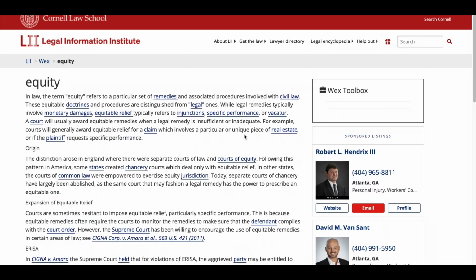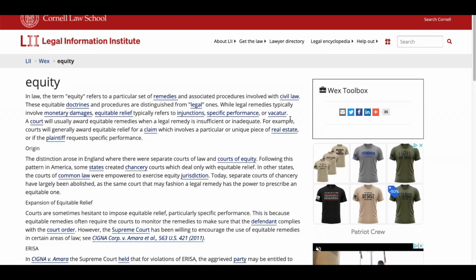That's what y'all are trying to get done in many cases, right? If you see something being wrong, you're being wronged some type of way, you can get something done through equity. And how you invoke equity jurisdiction is through a trust. A court will usually award equitable remedies when a legal remedy is insufficient or inadequate. For example, courts will generally award equitable relief for a claim which involves a particular or unique piece of real estate, or if the plaintiff requests specific performance.